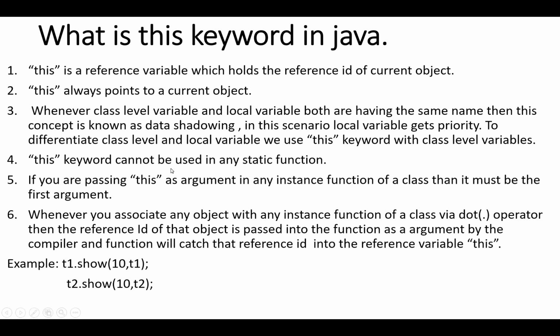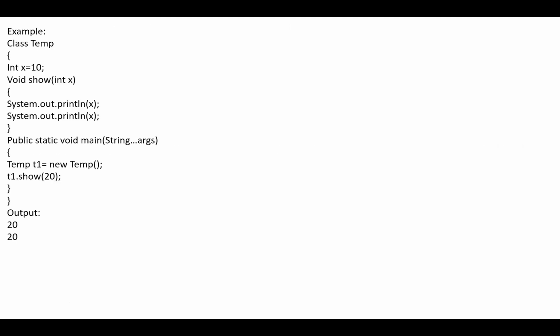Suppose we are calling the function show on t1, then t1 is also passed into that function by the compiler. Suppose we are calling show with the t2 reference variable, t2 is also passed by the compiler into that function, and it will be caught in the this variable in that function. Suppose we are calling show with t3, then t3 is also passed by the compiler, which is not shown to us in the method, and it will be received in the method argument by the this variable. We will see this in detail in the third example of this tutorial.